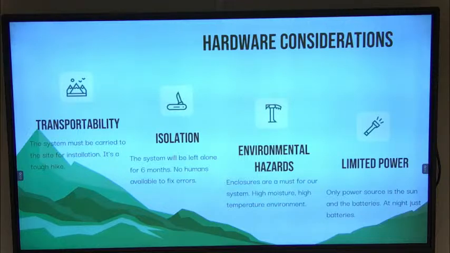And we also have limited power. We are 1 hour away from the closest street. We don't have access to the grid. So we needed to come up with our own system for providing power for our system for 6 months.